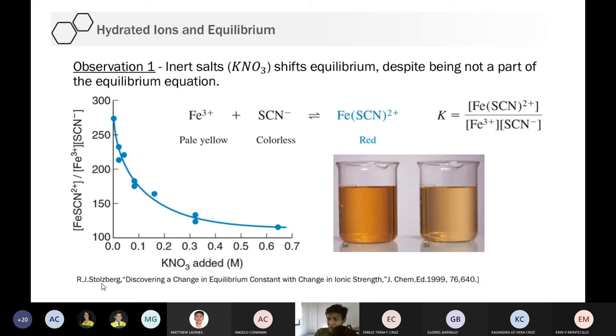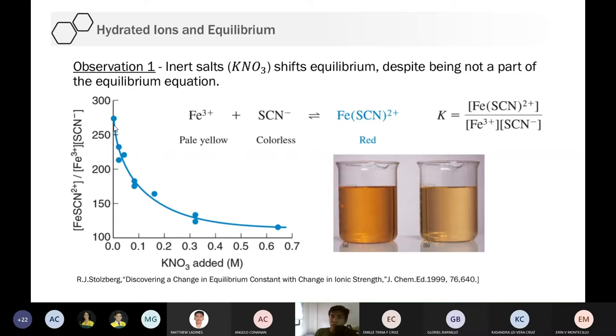This experiment was done by Stulzberg in 1999. Okay. So, he published this in the Journal of Chemical Education. In this publication, we can see that, sabi dito, inert salts shift the equilibrium, despite not being a part of the equilibrium equation. So, in this graph, sabi dito, naglagay lang daw siya ng asin, salt, potassium nitrate. Okay. So, naglagay siya ng potassium nitrate sa solution.